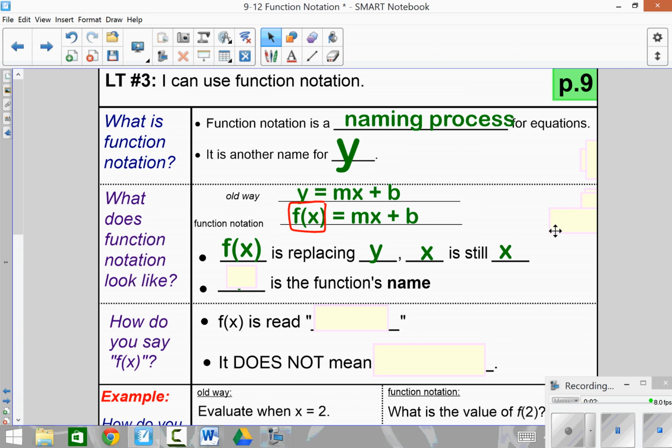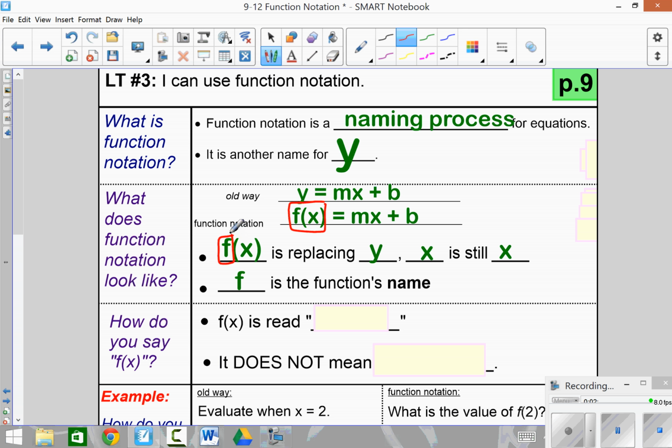F of x, this symbol right here, is replacing the y symbol. So you can see in the old way, there's a y, and we replaced it with this symbol f, parentheses, x. The x, though, is still the x. It still represents the same thing. That doesn't change at all. F is the function's name. This f right here is the function's name.